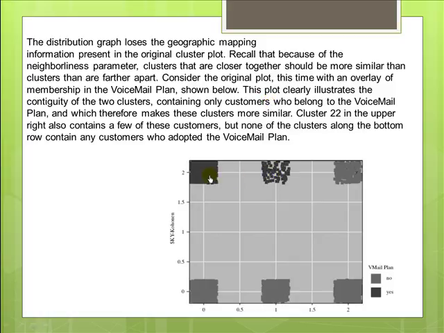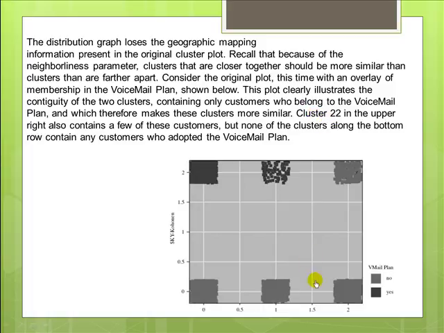So what they're saying is these two are close to each other, as compared to, say, this one and this one, which are not so close to these two. And they're also obviously close to each other with respect to whether they have a lot of voicemail people, right? So the fact that they're close together means that they're similar. And one way that they're similar, we see here, is with respect to voicemail. So this plot clearly illustrates the contiguity, I forget, that's not how you say that word, but anyway, how close they are: the two clusters containing only customers who belong to the voicemail plan, which therefore makes these clusters more similar.